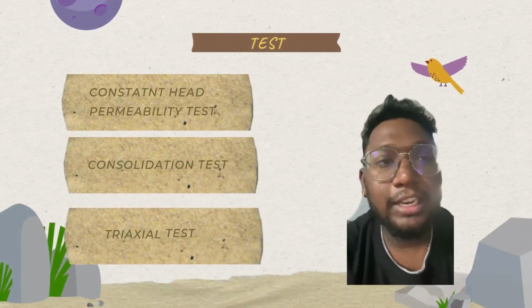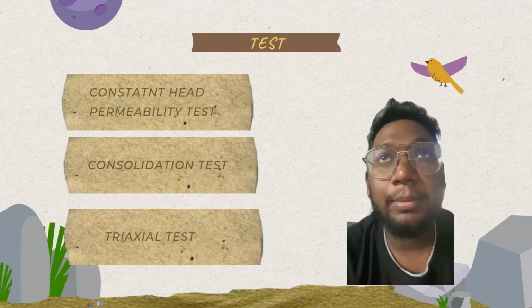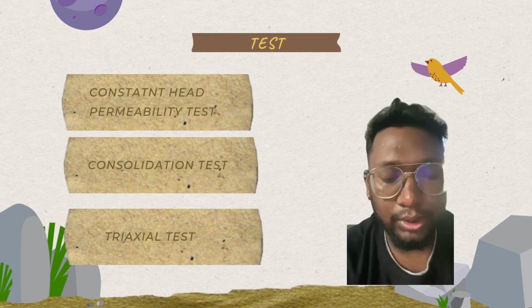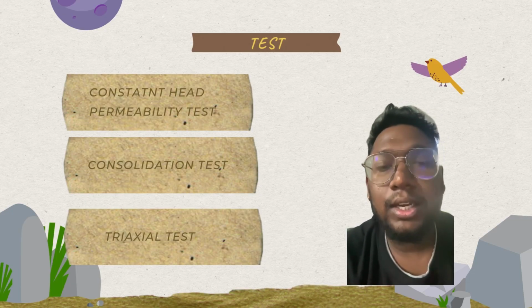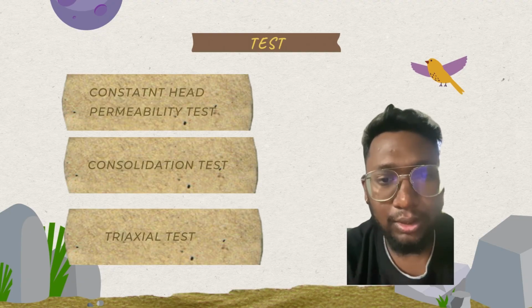Now we're going to talk about the lab tests that involve the saturation of soil. The first test that we're going to talk about is the constant head permeability test. This test is to measure how easily water flows through the saturated soil. Water fills all the voids, so flow is measured under full saturation, and it is also important for analyzing seepage, drainage, and slope stability.